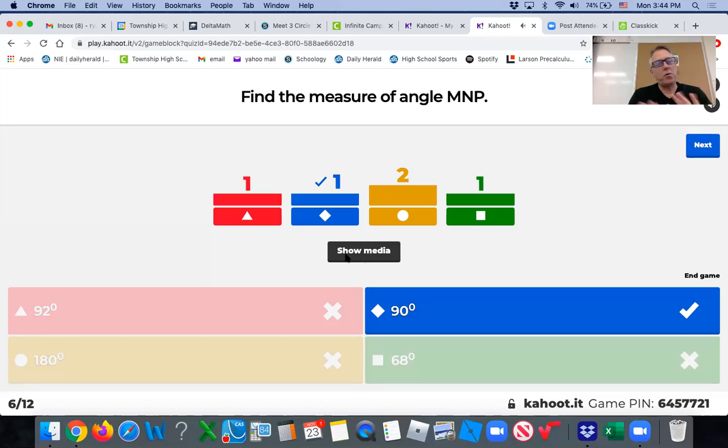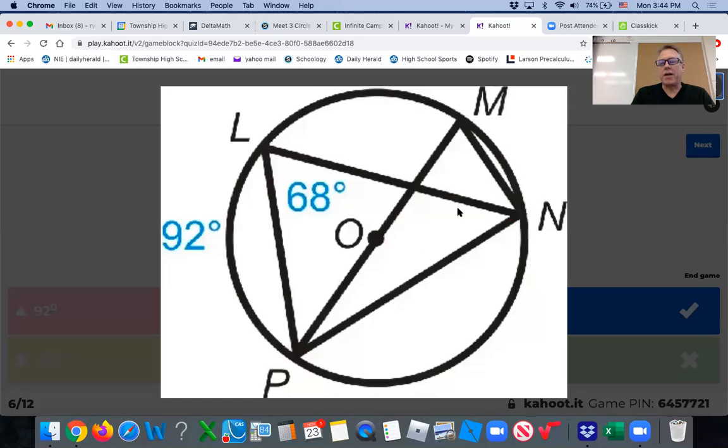All right, so don't worry if you guys are getting these right or wrong. You know, we want to use this as a learning tool. So this is a common thing.